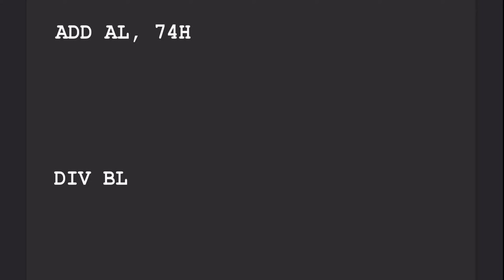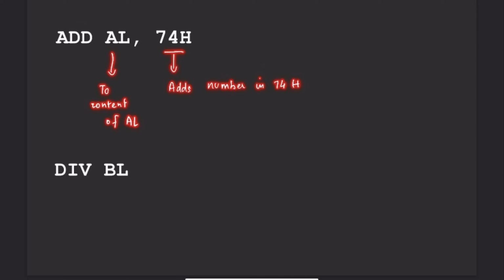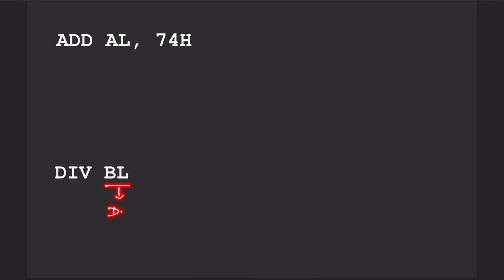An example of arithmetic instruction would be add AL 74H. This instruction adds number in the address 74H to the content of AL. Another example of arithmetic instruction would be DIV BL. This instruction divides the word in the register AL by the byte in BL.